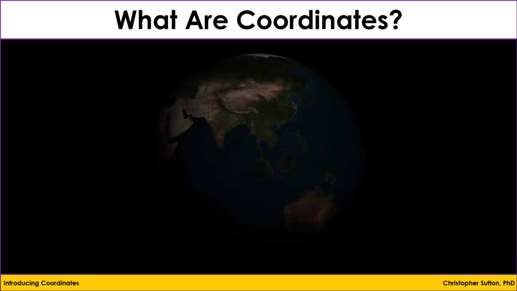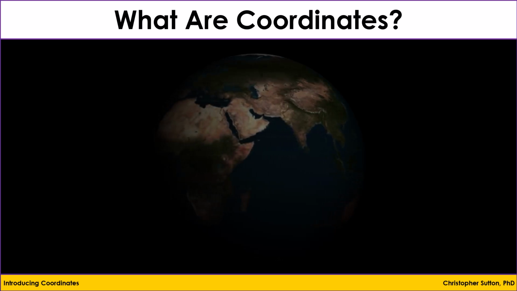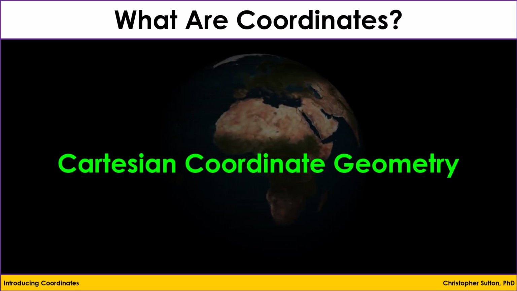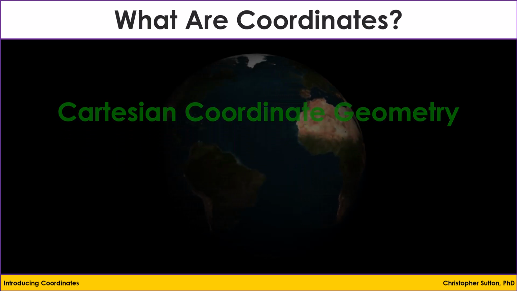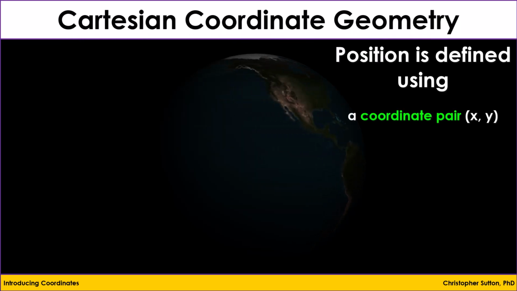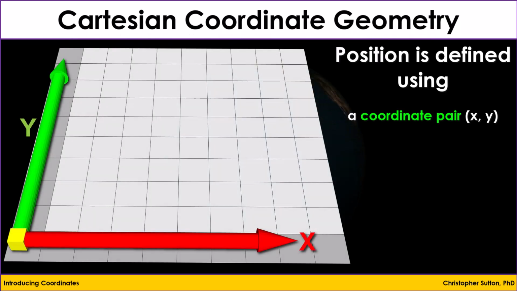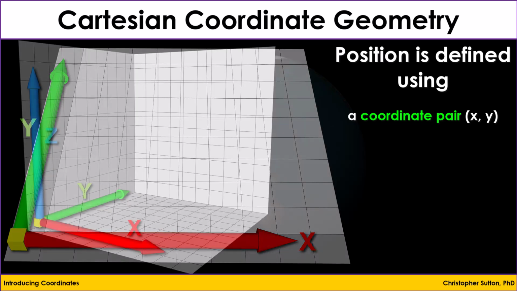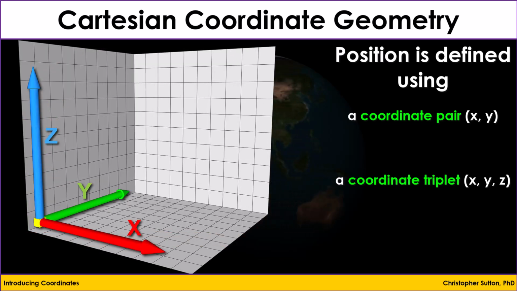A commonly used structure for defining coordinates is based on Cartesian coordinate geometry. In Cartesian coordinate geometry, position is defined using a coordinate pair, x and y, for two-dimensional space, or a coordinate triplet, x, y, and z, for three-dimensional space.